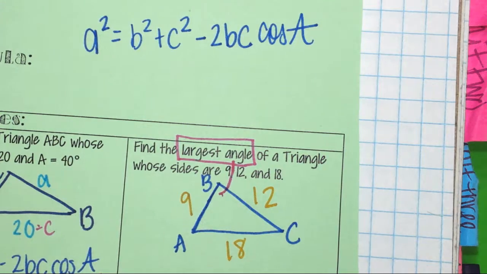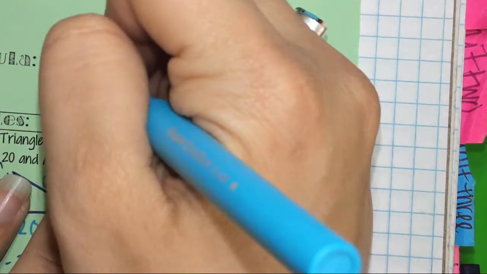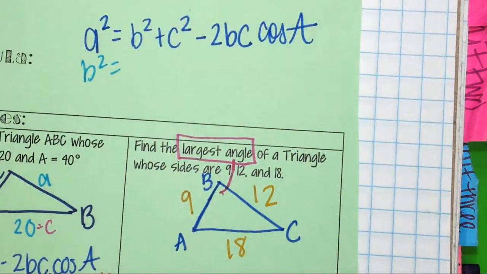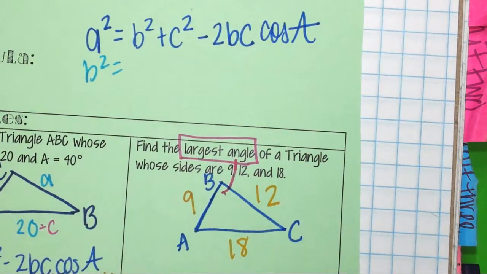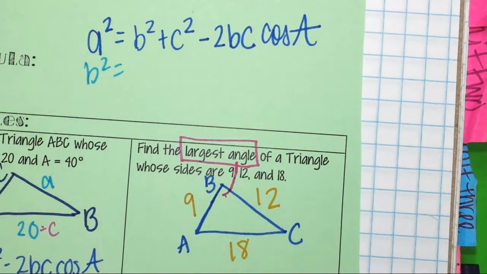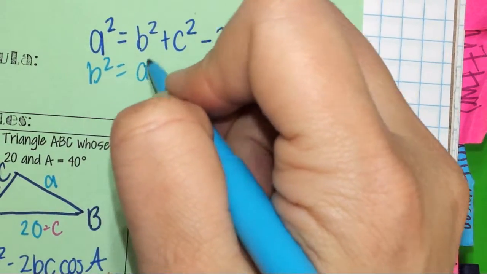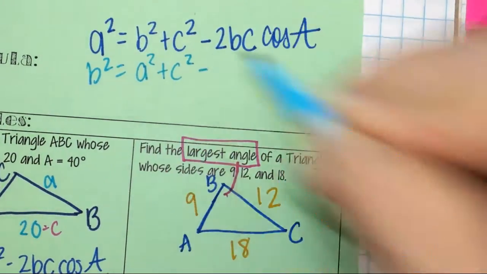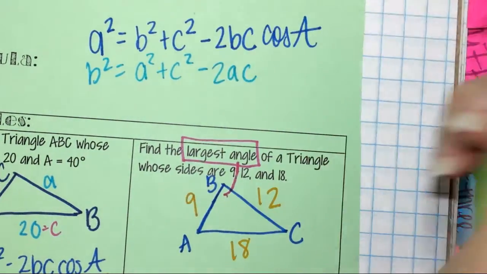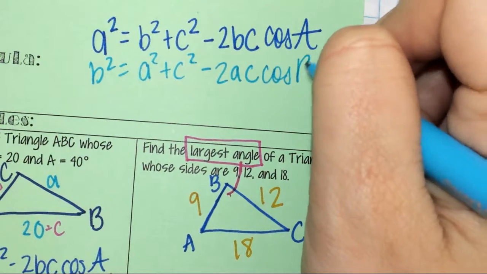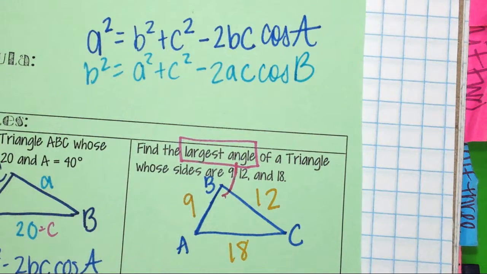We would have to say B squared equals. And if we swapped the B squared, what else do we have to swap? The A squared. All right, so how would I write it? B squared equals C squared plus A squared minus 2AC times the cosine of B. Good, take a point.